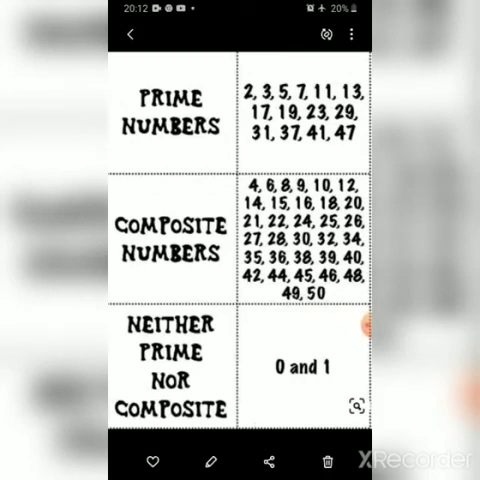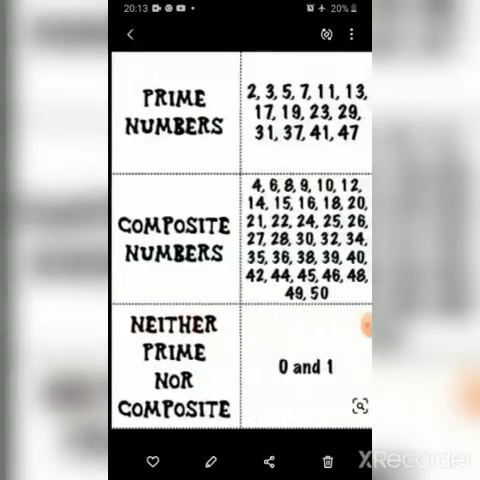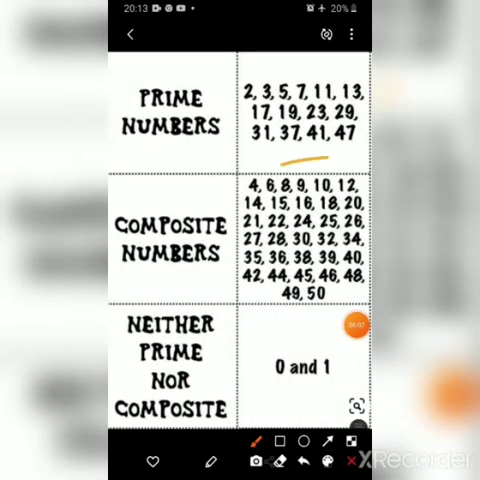Now here are the prime numbers 2, 3, 5, 7, 11, 13, 17, 19, 23, 29, 31, 37, 41, 47. These are prime numbers. These numbers have only two factors, one and the number itself. This is a composite number list, 1 to 50 given: 4, 6, 8, 9, 10, 12, 14, 15, 16, 18, 20, 21, 22, 24, 25, 26. Like this, these numbers are composite numbers.